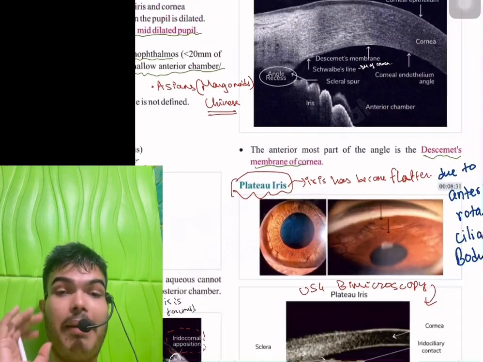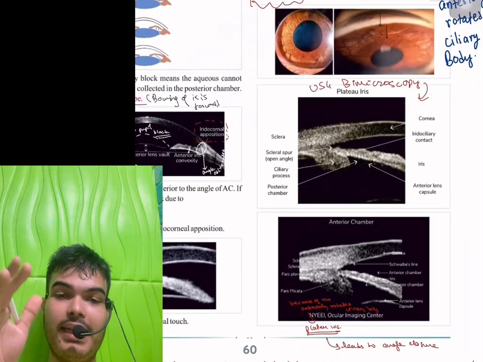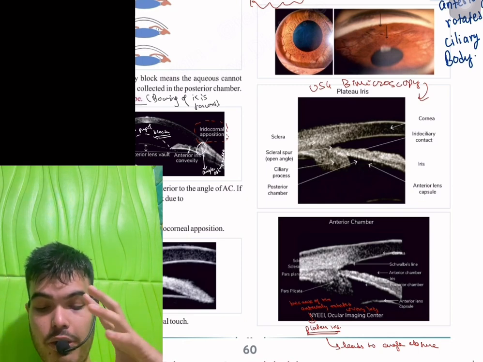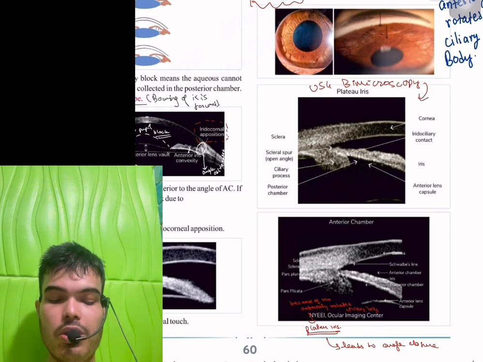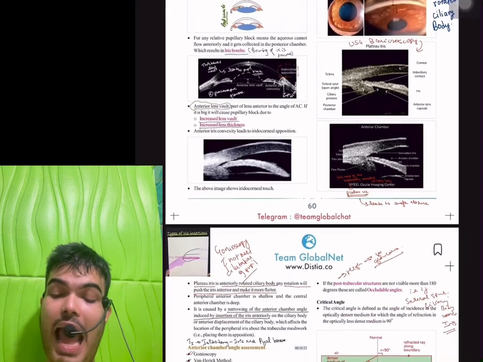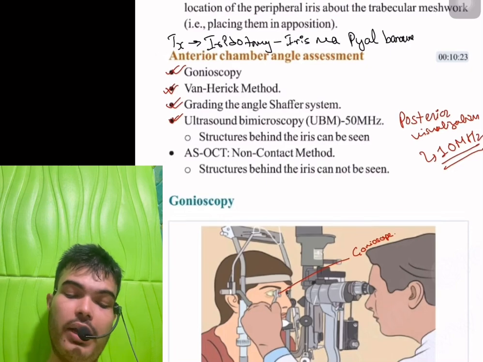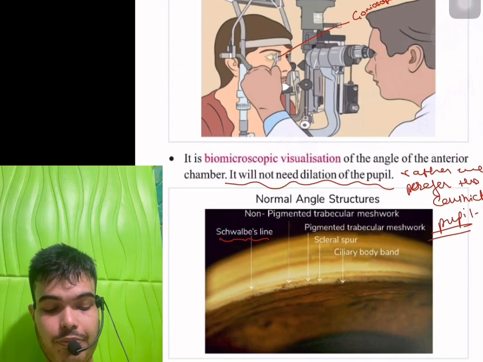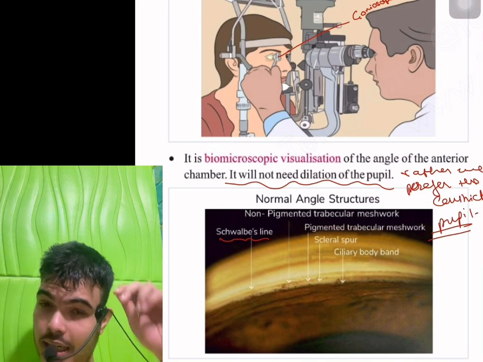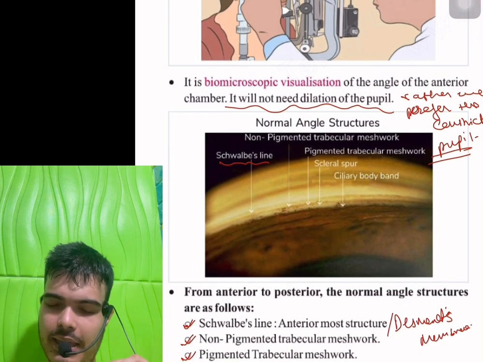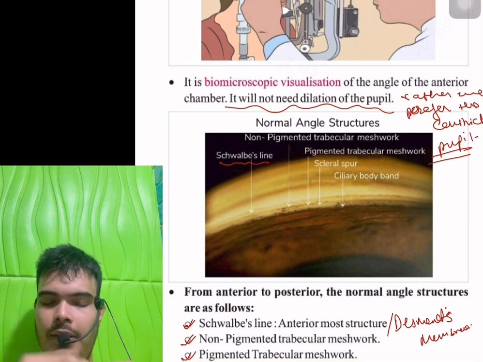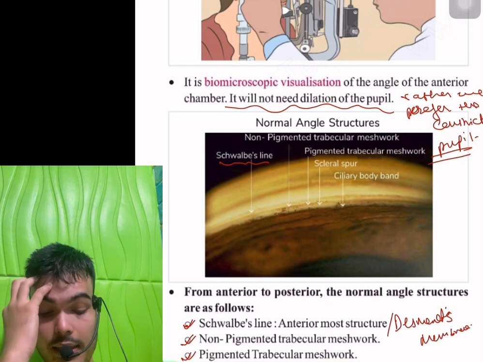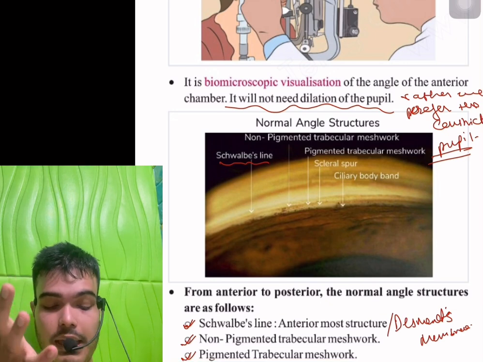You can go for a USG biomicroscopy examination, which allows an anterior chamber examination as well as a posterior chamber examination. If you look into the anterior chamber, you can see the configuration. How can you assess the angle, the iridocorneal angle? You assess it like this. What comes is the Schwalbe's line, pigmented epithelium, non-pigmented epithelium, pigmented epithelium, then comes the scleral spur, ciliary body band, and iris.